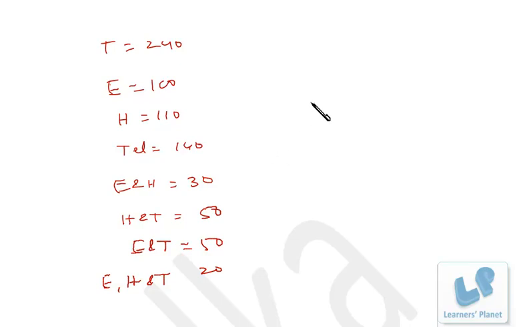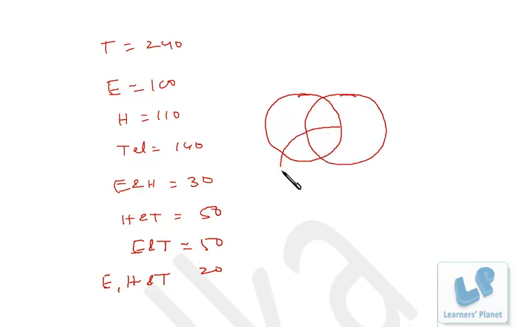Now what will we do? We'll draw the 3 circles first of all, right? That is Telugu, that is English and that is Hindi. And you will start filling from the center, that's this, right? English, Hindi and Telugu, 20 people are there, right? After that take this one by one. English and Telugu 50 people, that means this portion must be 50, 20 is already there, that means 30 will be here, right?